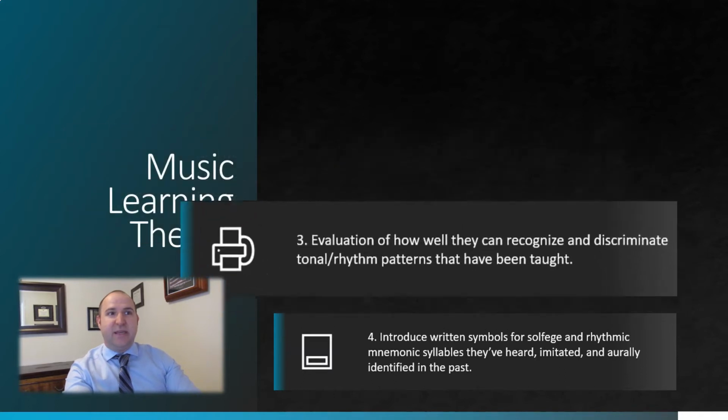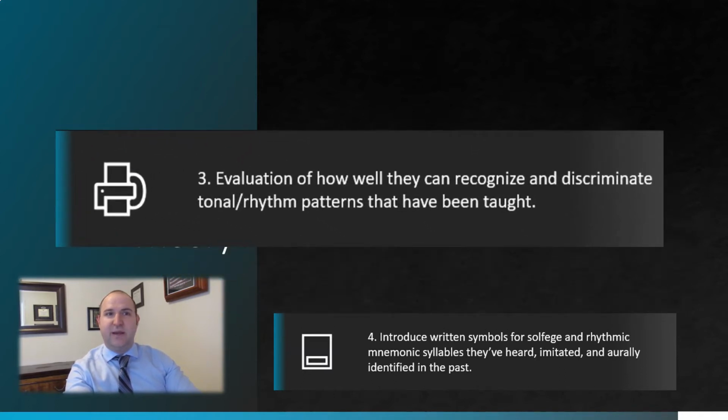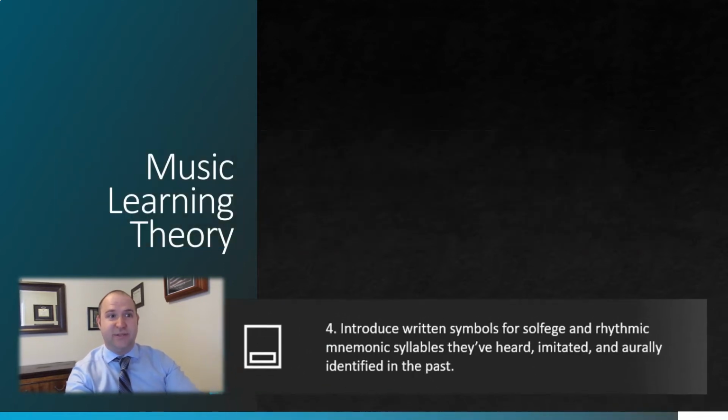Step 3. Evaluation of how well they can recognize and discriminate tonal or rhythm patterns that have been taught. There are 2 ways to do this. Either have them recite tonal syntax or rhythm syntax, or play a piece with the learned pattern in it and have them discriminate or identify the familiar pattern. By the way, syntax is an orderly arrangement of pitches or durations within a pattern or patterns within a series.